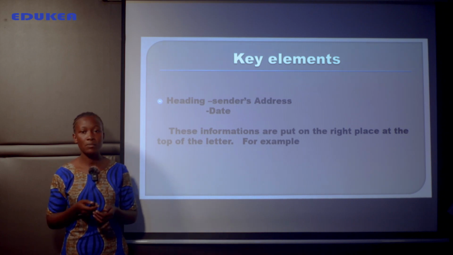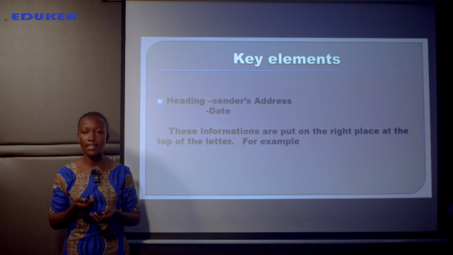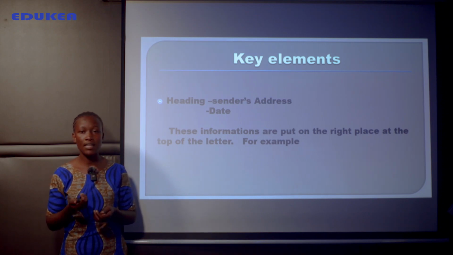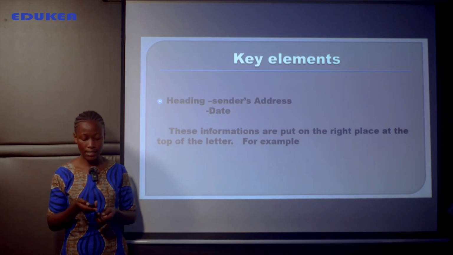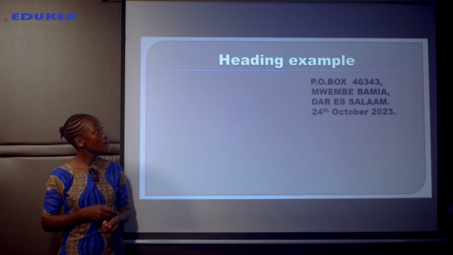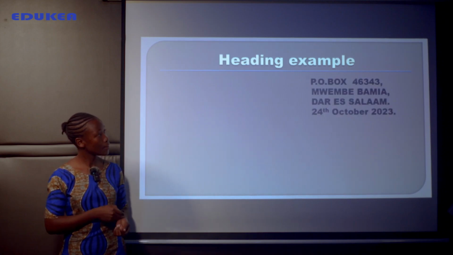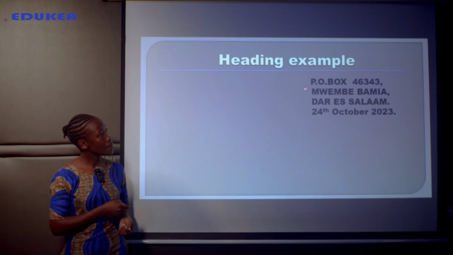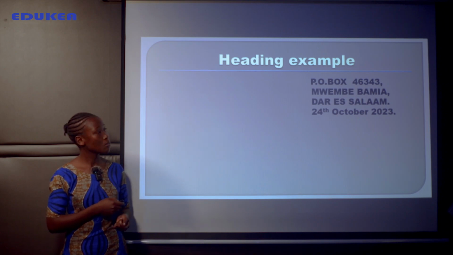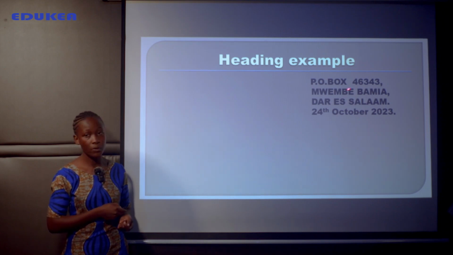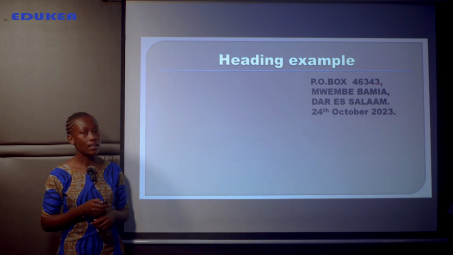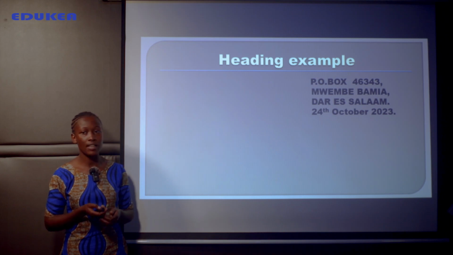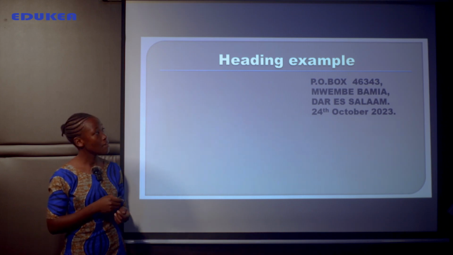Sender's address means the physical address where the sender lives. Then the date means the date when the sender wrote the letter. For example, here we can see P.O. Box 46343. We call it Post Office Box 46343. In Swahili we say sanduku la posta 46343.